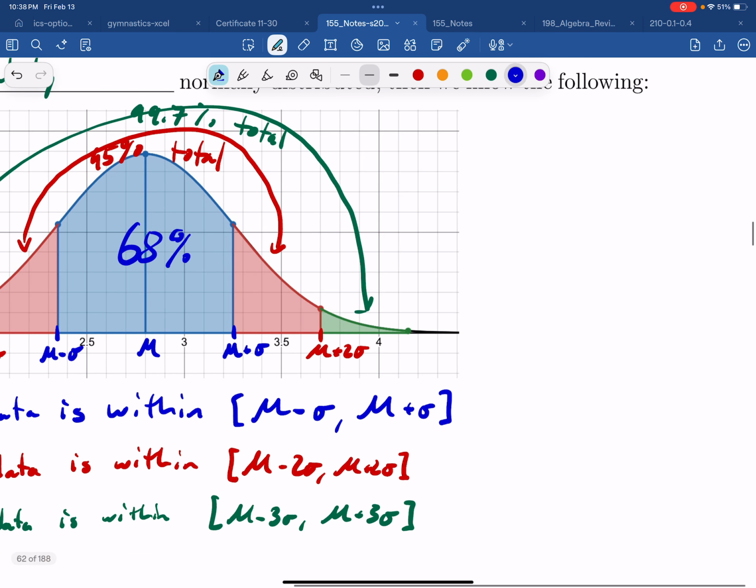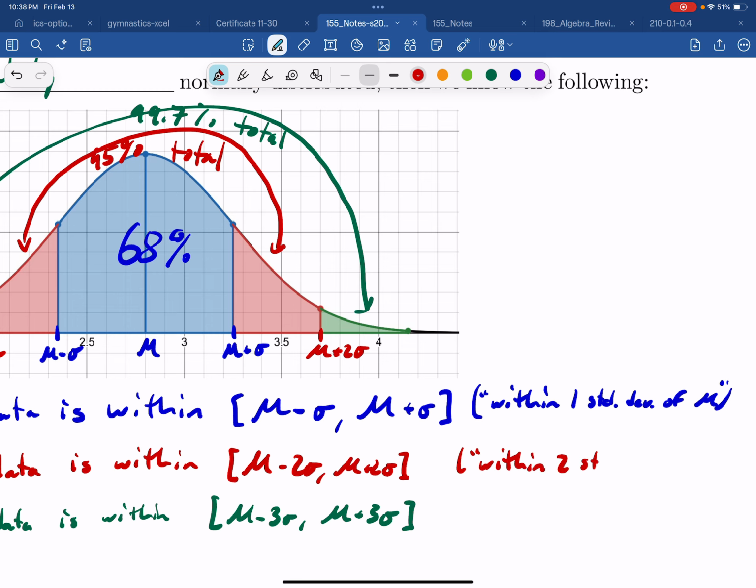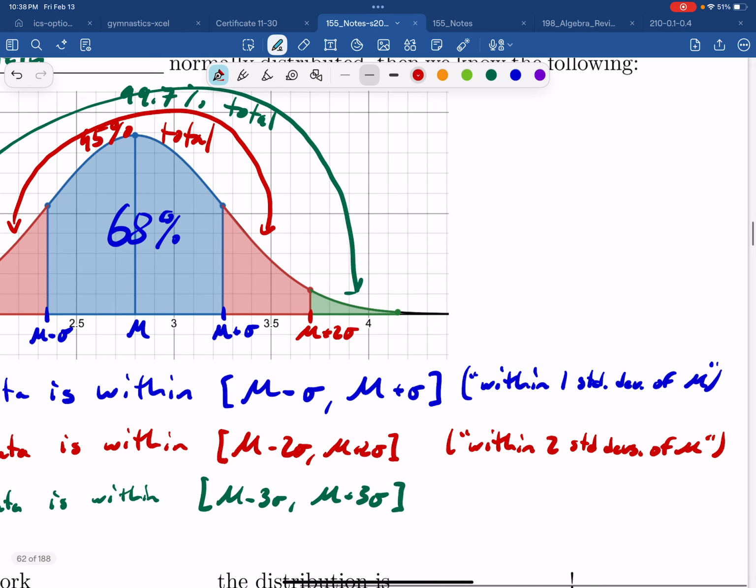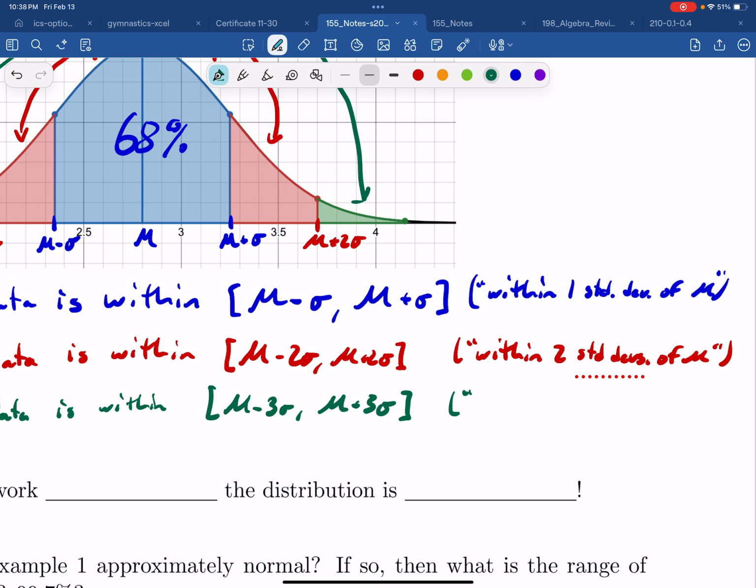Now, I just want to write this right here is within 1 standard deviation of the mean, right? And this is within 2 standard deviations of the mean. And this is within 3 standard deviations of the mean.